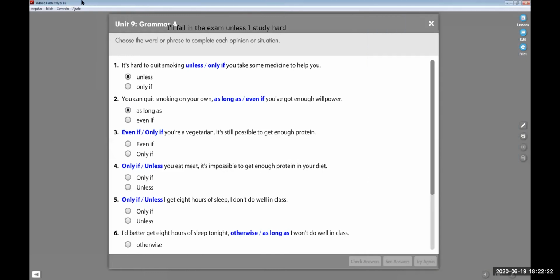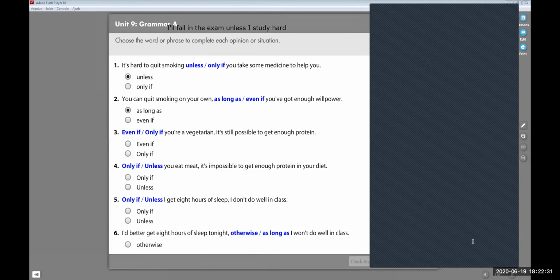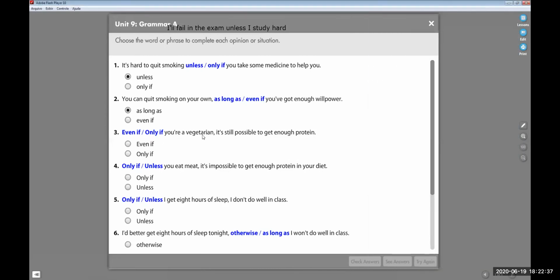Number 3, Mr. Rafael. Can you do number 3 for us, please? Completing with which one you think is correct, even if or only if. Even if you're a vegetarian, it's still possible to get protein. Even if, I like it. Even if you are something or you stay in one condition, it is still possible to do something else. I like it.